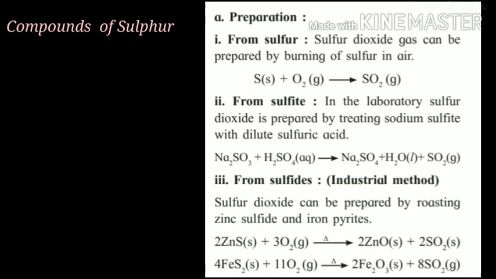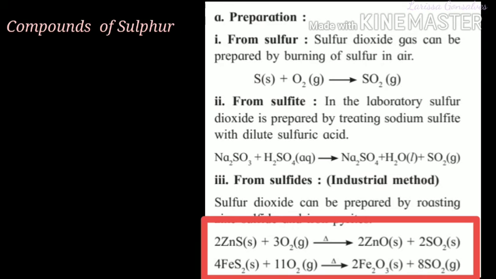Next is the preparation of sulfur dioxide from sulfides. Sulfur dioxide is prepared by roasting zinc sulfide, that is ZnS, and iron pyrites with the formula FeS2. So here are the two sets of reaction. When you say roasting, again oxygen comes into play. So here zinc sulfide reacts with oxygen to give zinc oxide and sulfur dioxide. In the second reaction, iron pyrite, that is FeS2, reacts with oxygen to give iron oxide and sulfur dioxide.